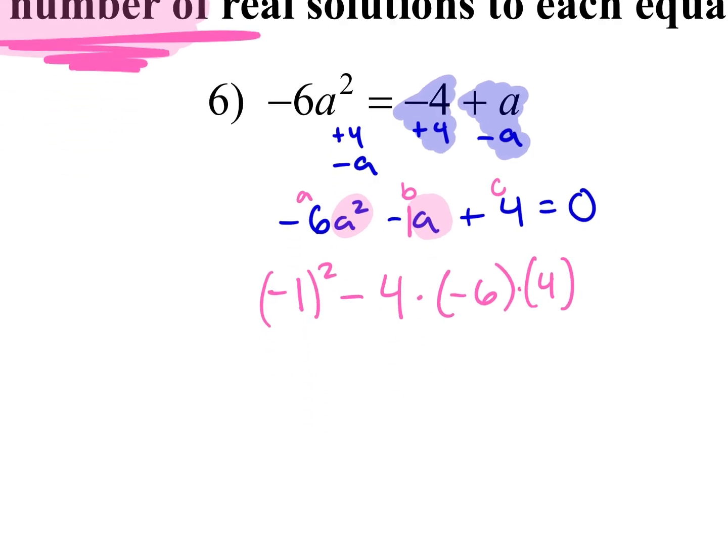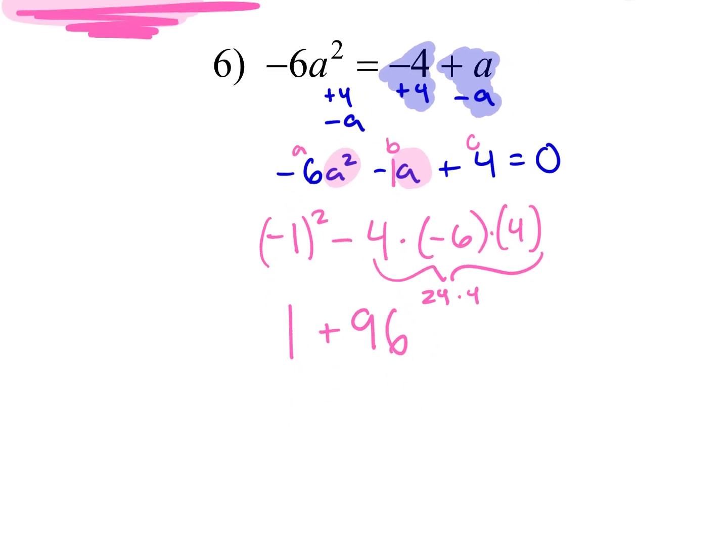So what's negative 1 squared? 1. And then I'm going to multiply all of these together next. So what's negative 4 times 6? 24. And 24 times 4? 96. So 1, is it plus 96 or minus? Plus 96. What's 1 plus 96? 97. So our discriminant is 97. How many solutions do we have? 2 real solutions.